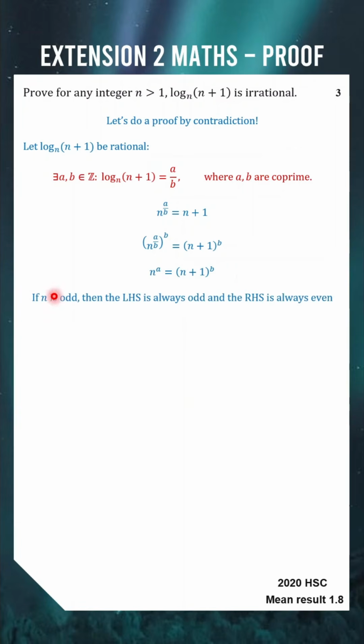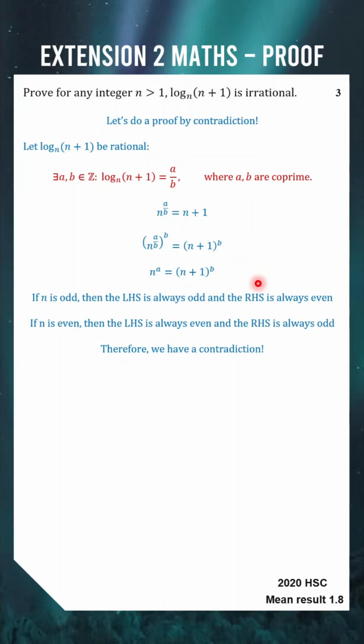So our argument is, if n is odd, the left-hand side is always odd, and the right-hand side is always even. Vice versa, if n is even, the left-hand side is always even, and the right-hand side is always odd. So this means this equation can never make sense. So we have a contradiction, and that's because our original assumption of this thing being rational was false. Therefore, we have proven that the logarithm is irrational by contradiction, and there's 3 marks for HSC.